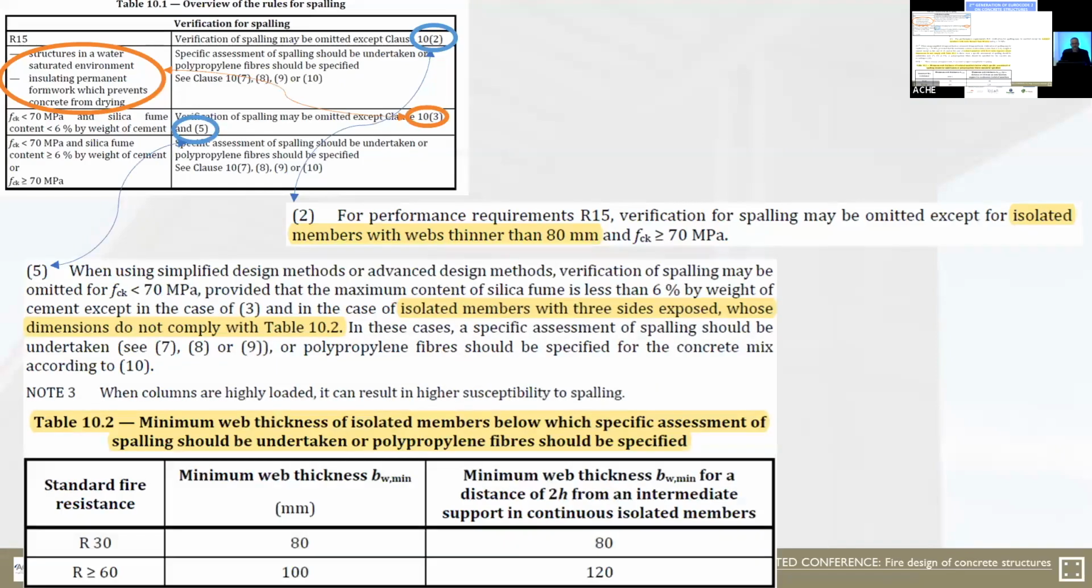And then this specific clause, verification of spalling may be omitted except for clause number 5. So the case of isolated members with 3 sides exposed, whose dimensions do not comply with table 10.2. And here again, as you see, the table 10.2 is related to the minimum web thickness of isolated members, which have to be regarded with specific attention. So if I was to give you a clear-cut information about everything that deals with spalling, we made the rules simpler, I think. Some arbitrary parameters have been eliminated.